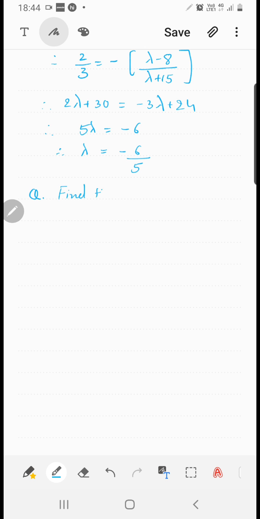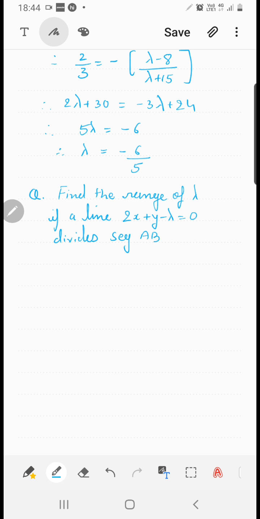Find the range of lambda if a line 2x plus y minus lambda equal to 0 divides segment AB externally, where A is minus 1 comma 1 and B is 2 comma 3. Okay, so in this sum you can see two major changes here. One, they don't want lambda, they want range of lambda, and secondly they are talking of externally.